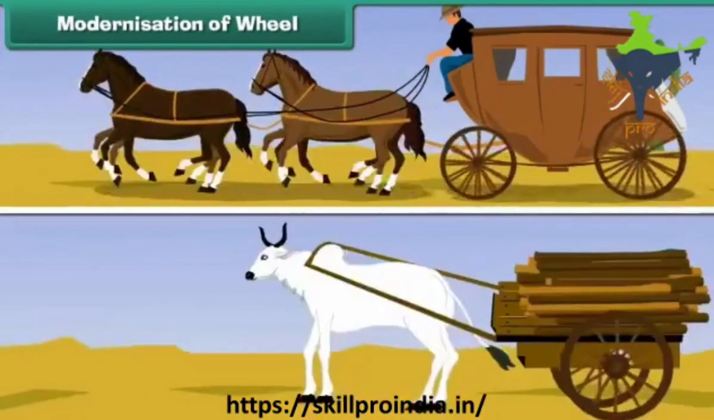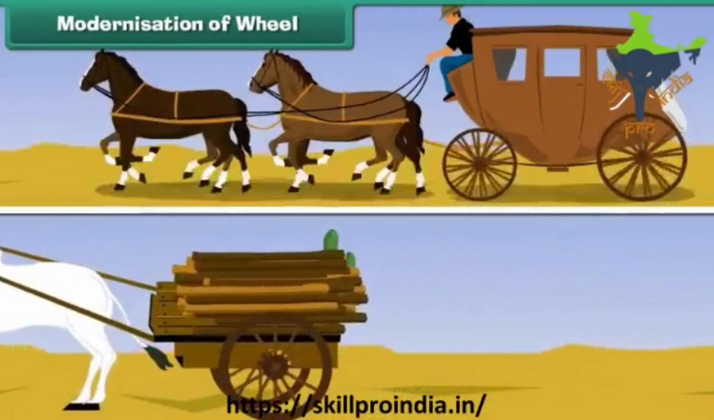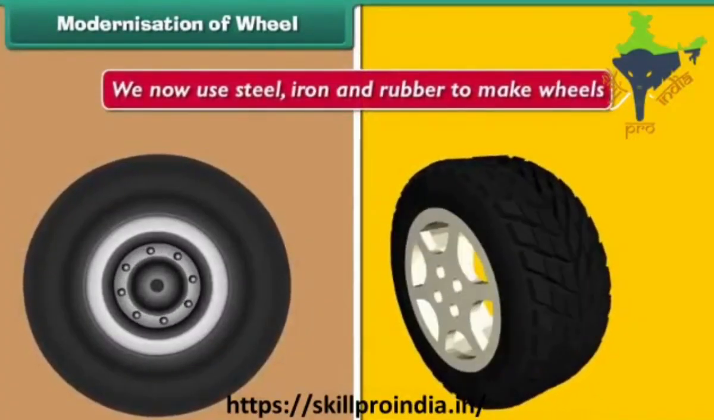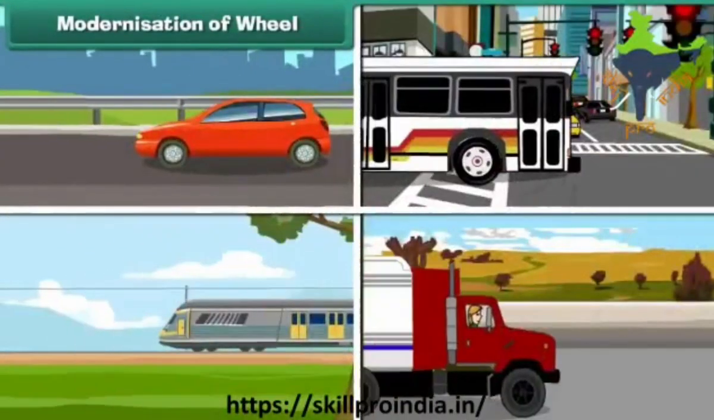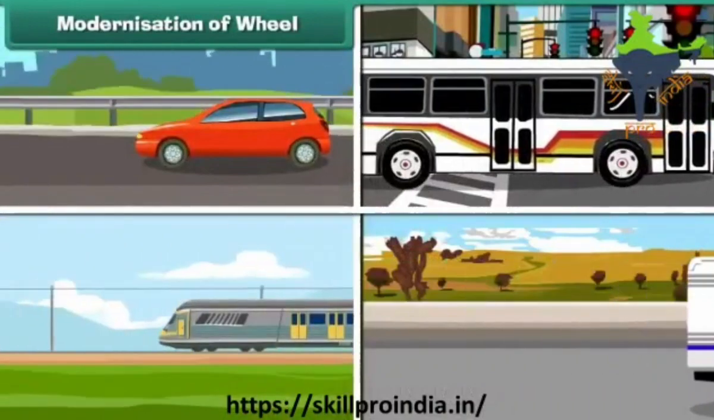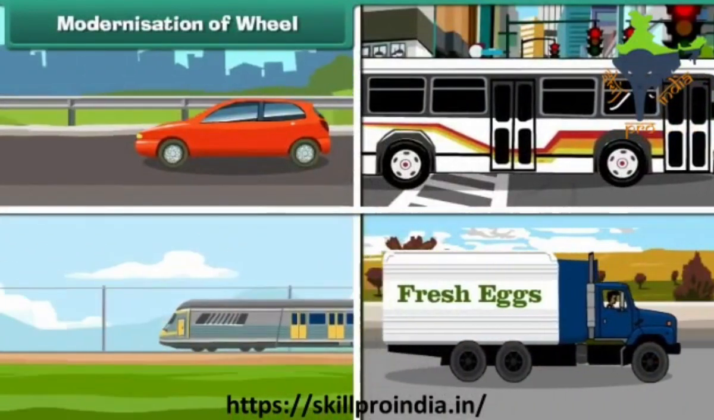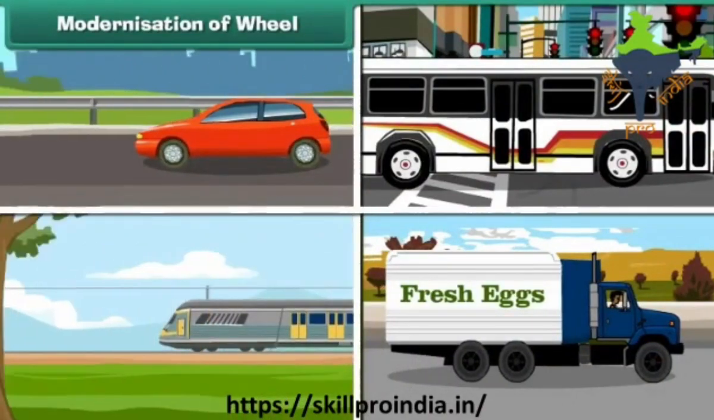Modernization of the wheel. We have come a long way from the days of wooden wheels. We now use steel, iron, and rubber to make wheels. Such wheels are strong. They last long. Wheels have made transportation easy. Therefore, wheels are our friends.